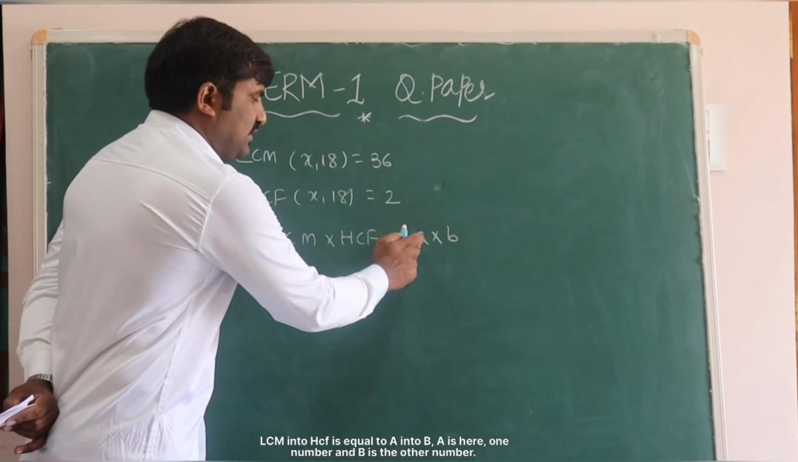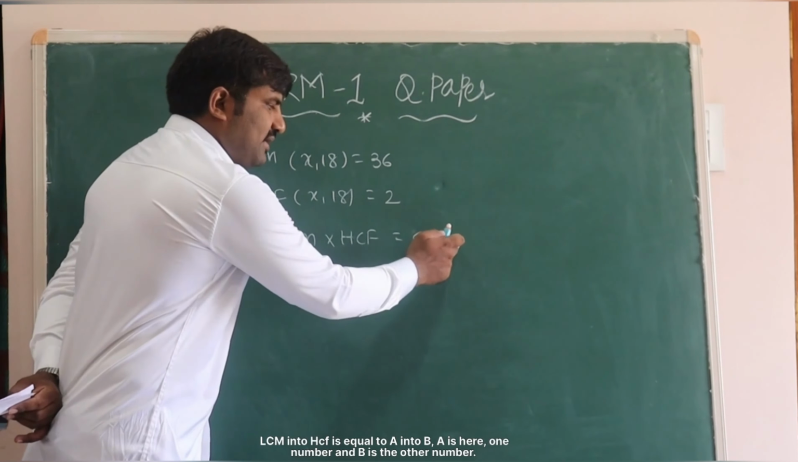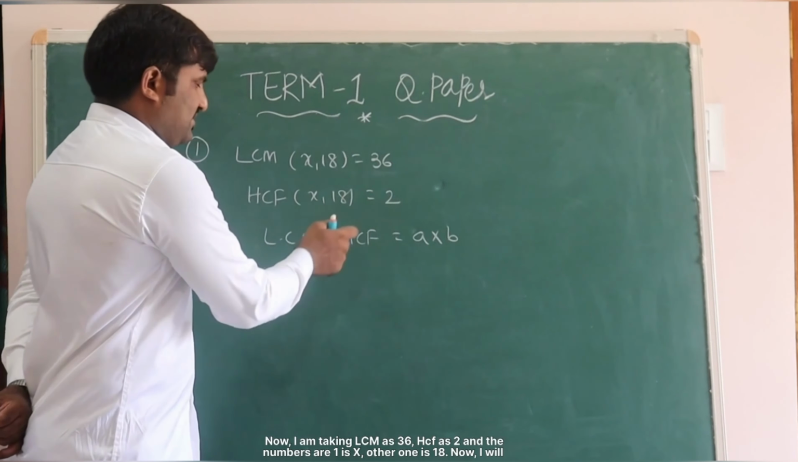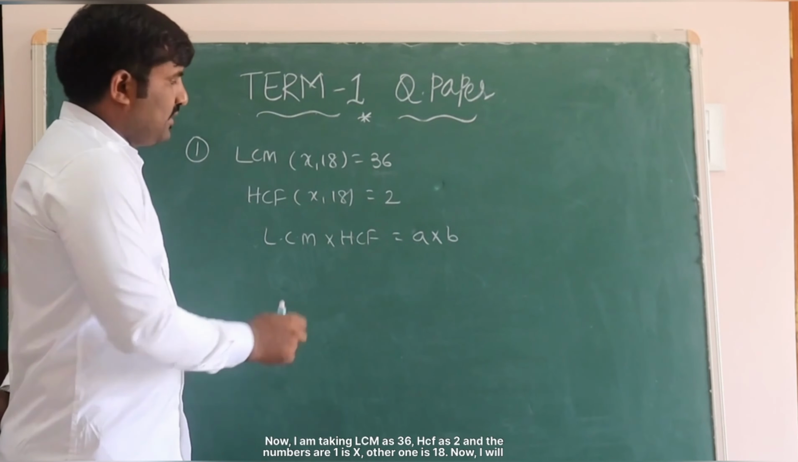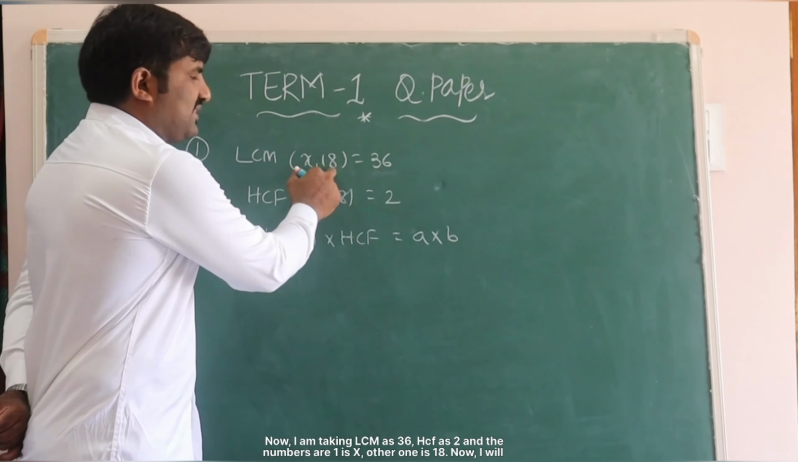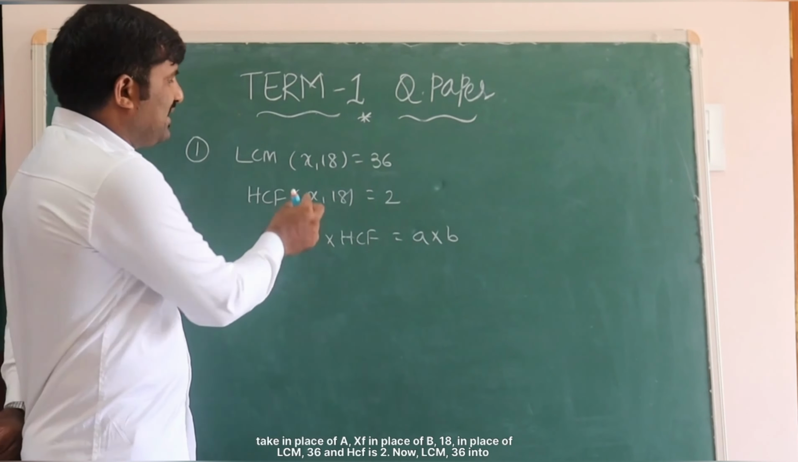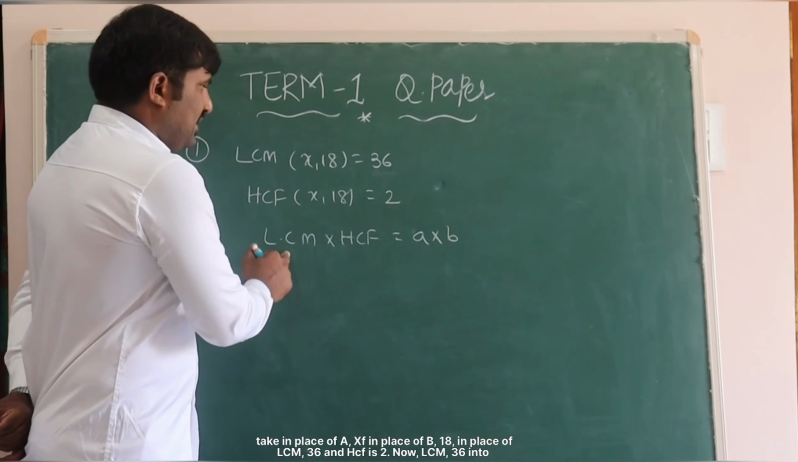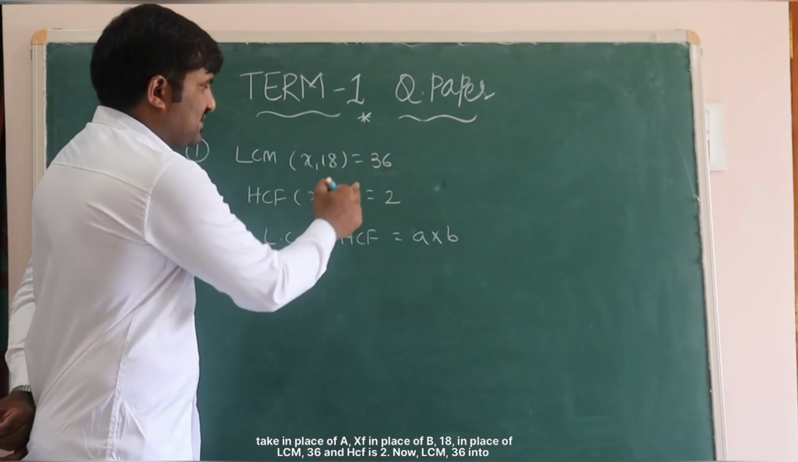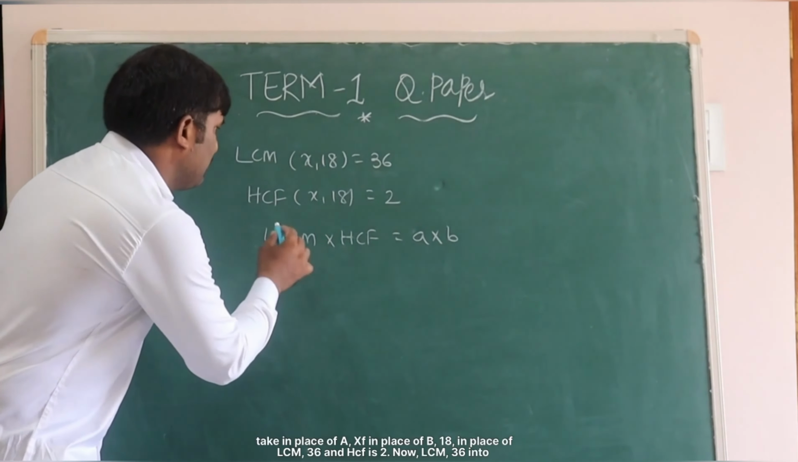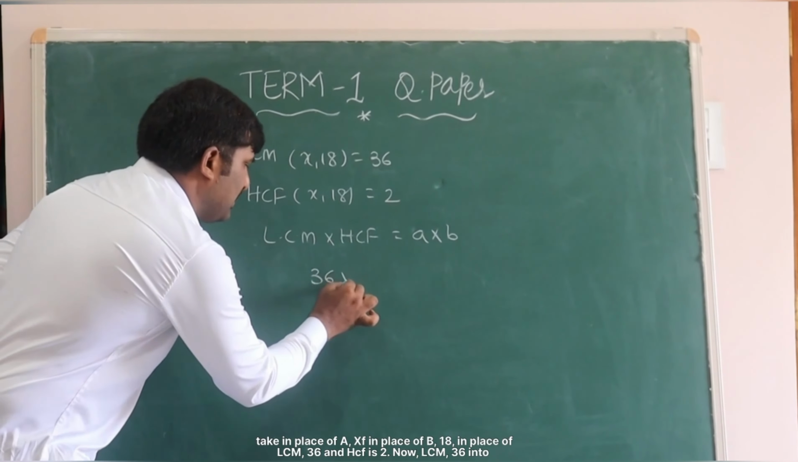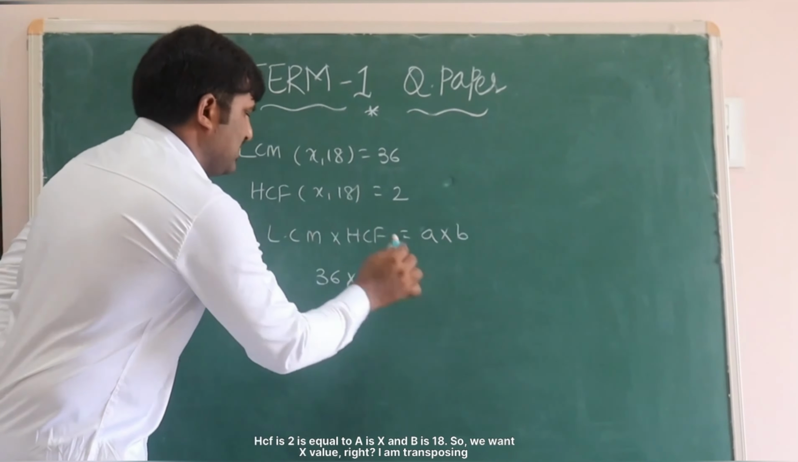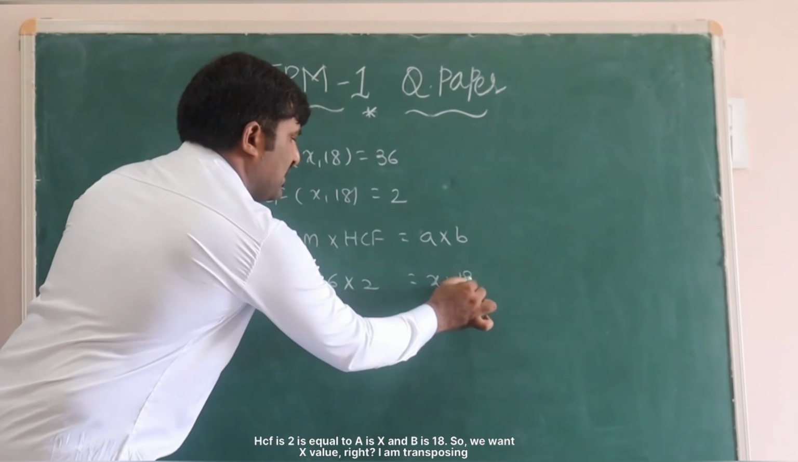LCM into HCF is equal to A into B, where A is one number and B is the other number. Now I am taking LCM as 36, HCF as 2, and the numbers are x and 18. In place of A, I will take x, in place of B, 18, in place of LCM 36 and HCF is 2. Now LCM 36 into HCF 2 is equal to x into 18.